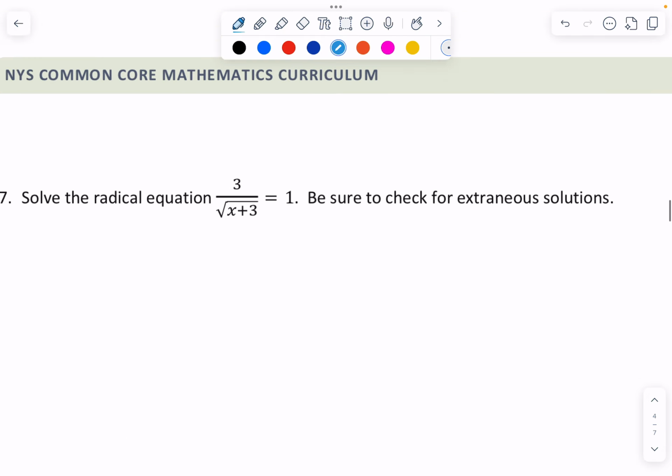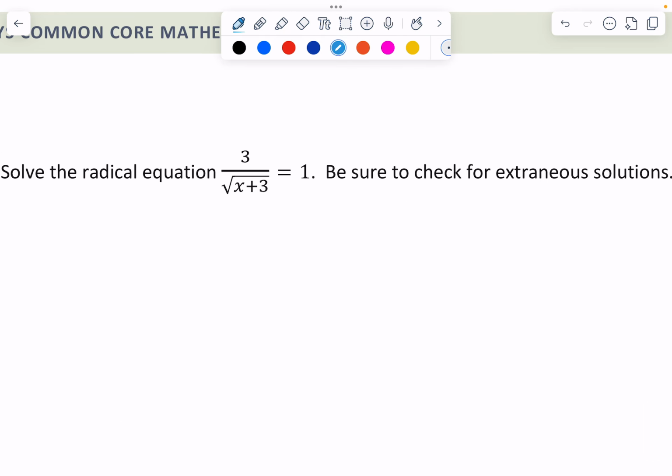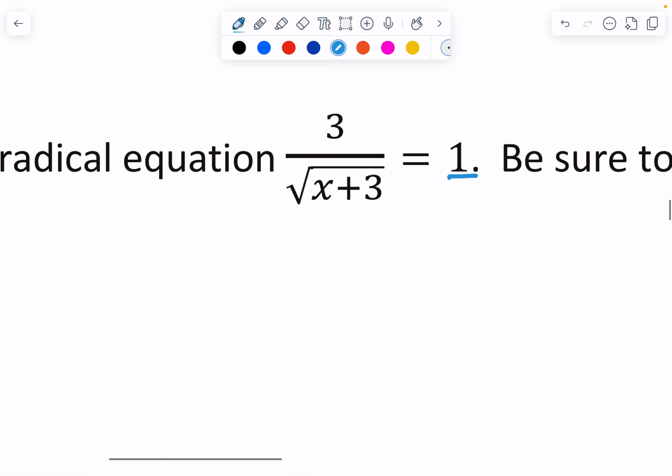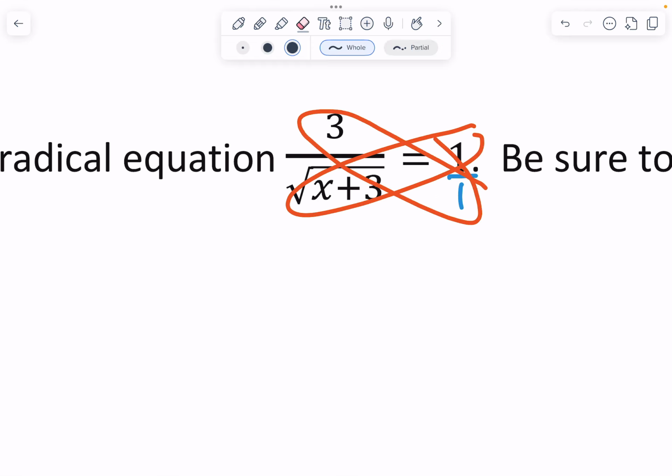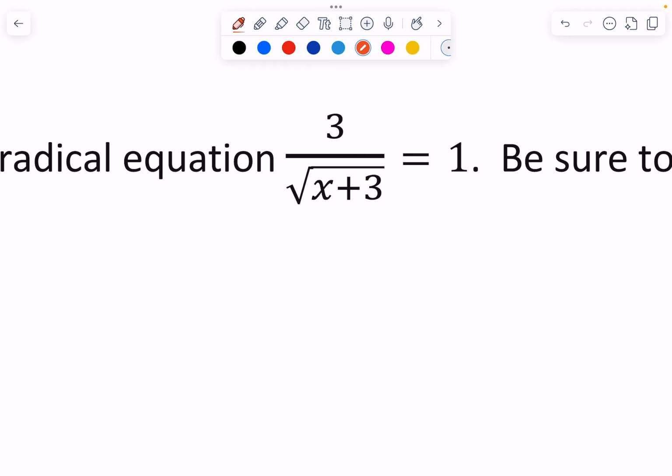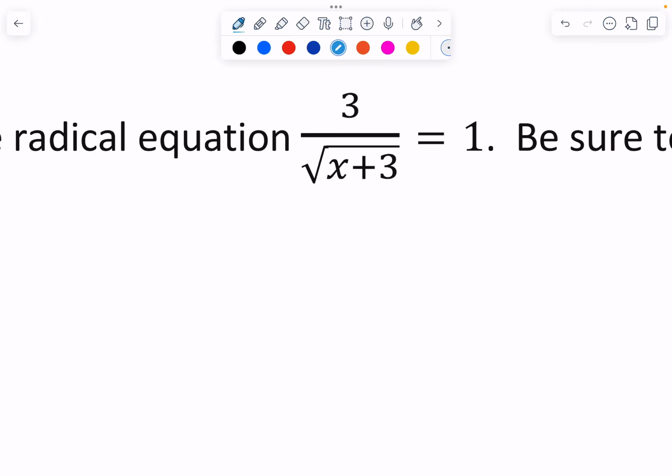Okay, 17. In this case, I want to not only isolate the radical to solve this equation, but I also need to get it out of the denominator. So the easiest thing to do is to think about cross multiplication, or to just multiply by root x plus 3 on both sides of the equation.